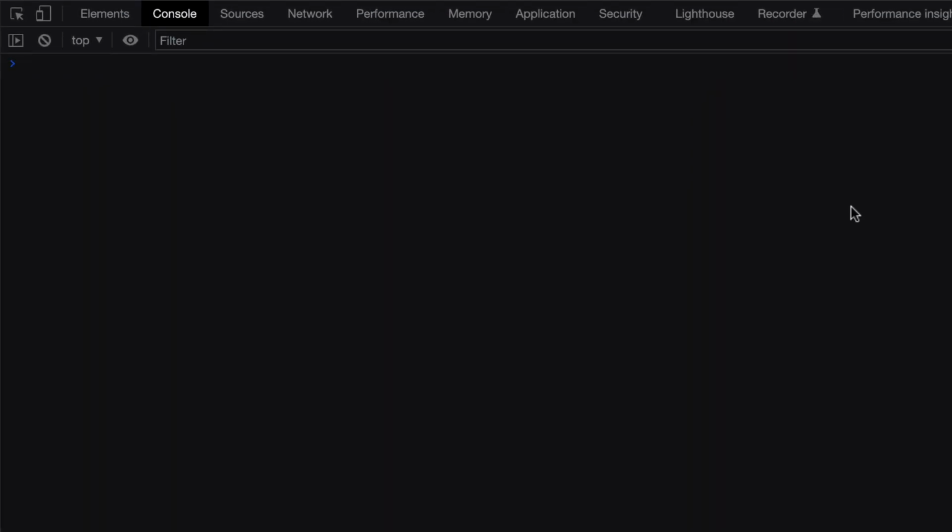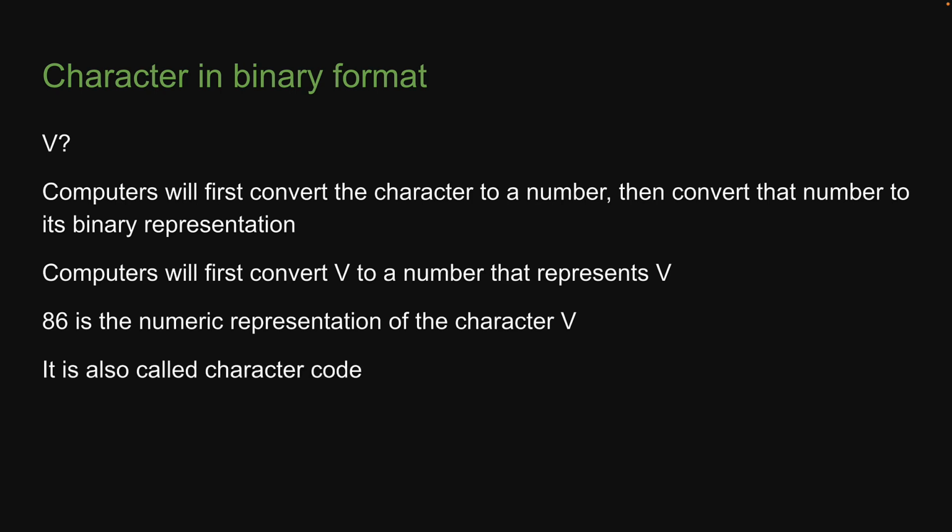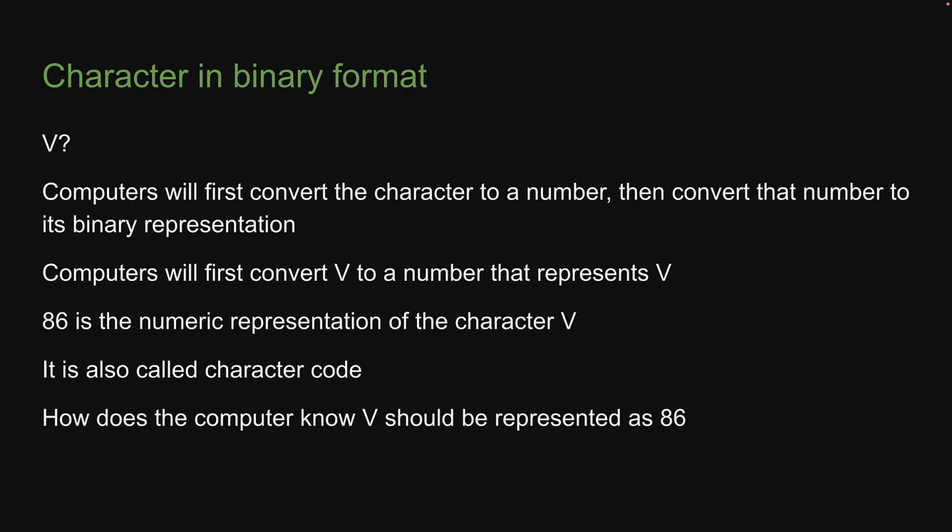In the browser, in the DevTools console, if I type the character V dot charCodeAt followed by parentheses, we see the number 86. This is the numeric representation of the character V. It is also called character code. But again, how does a computer know what number will represent each character? In our case, how does it know V should be represented as 86?